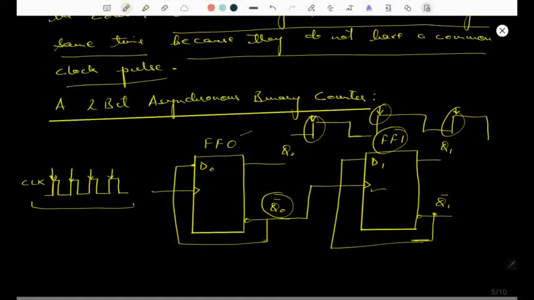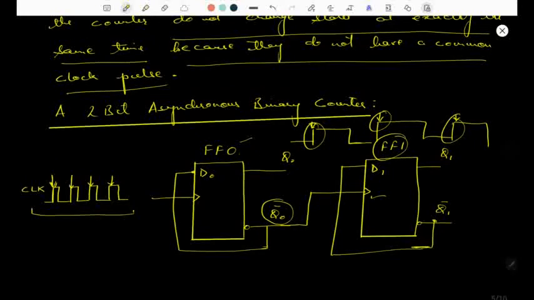Now you can see that we are getting a time delay in the operation of these two flip flops. This time delay, or mismatch of time, means these two flip flops will never trigger simultaneously. That's why this counter operation is asynchronous. Now let's draw the timing diagram of this 2-bit asynchronous binary counter.